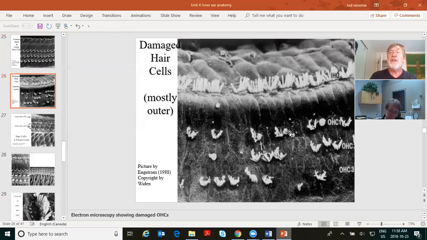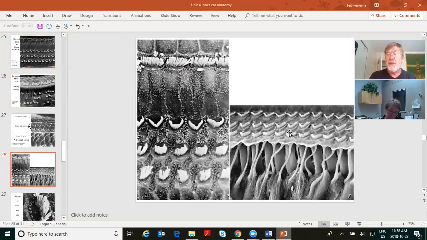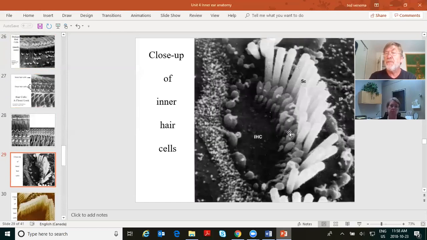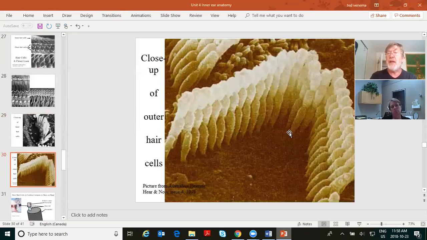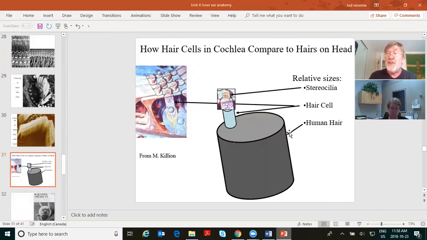And on top of each inner hair cell, you have about 50 hairs. And on top of each outer hair cell, you have about 100 hairs. These are things you need to know in your good old anatomy. And the sizes of hair cells relative to a hair on a head, quite small. So I've drawn a human hair here, and now you can see a hair cell on top of the hair. Actually, I didn't draw this at all. Someone named Mead Killion drew this.